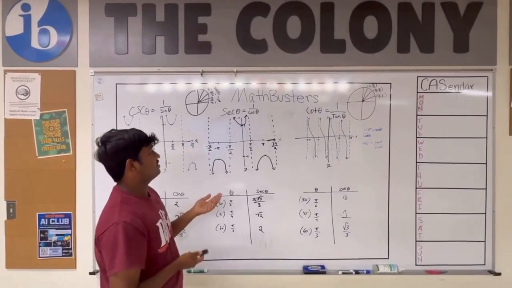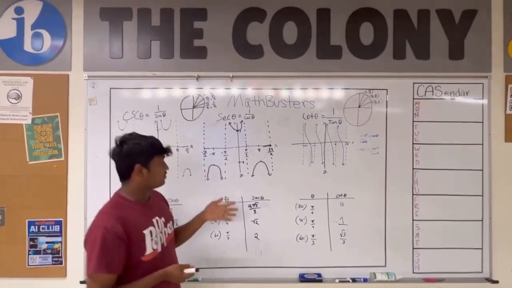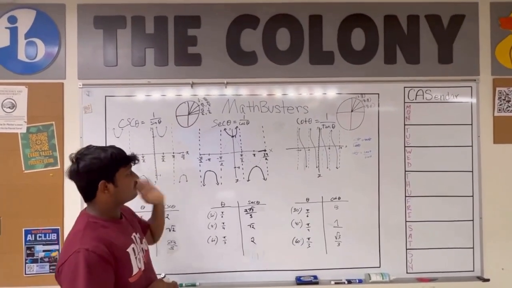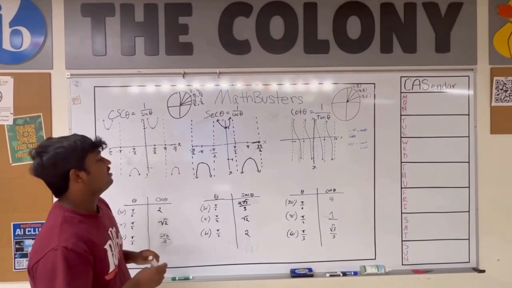And then moving on, secant is the same concept as cosecant, except it's the reciprocal function for cosine. If you look at pi over 6 for cosine, you have root 3 over 2. And if you take that for secant, you have 2 root 3 over 3. Again, just flipping them.